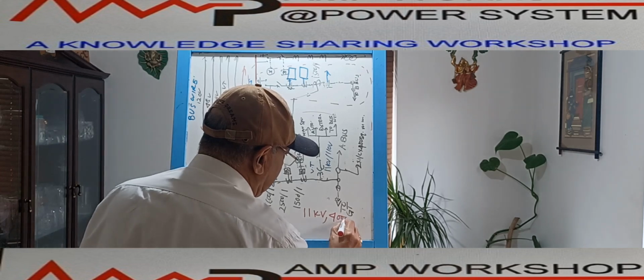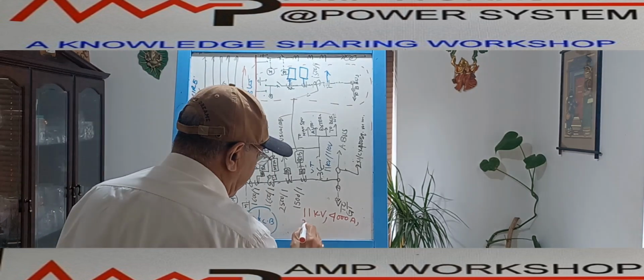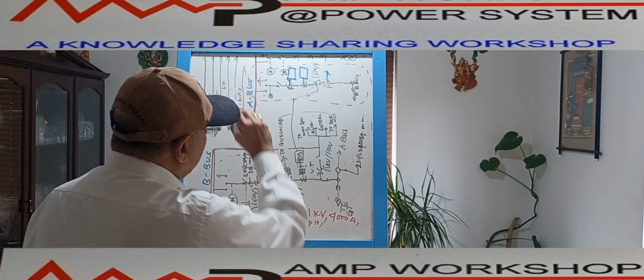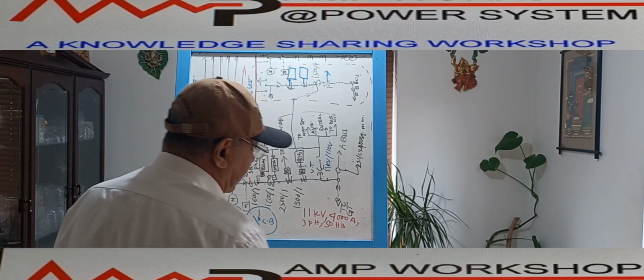Okay, so we'll write down 4000 ampere. Then what is the phase? It is a 3-phase switchgear, right? 3-phase. Then what is your frequency? Suppose it is a 50 hertz frequency, that we can write.